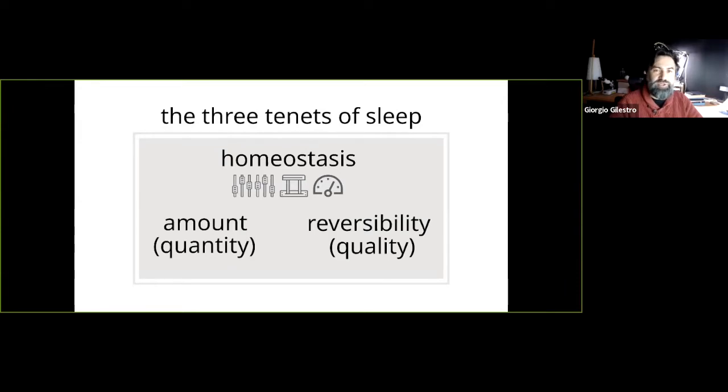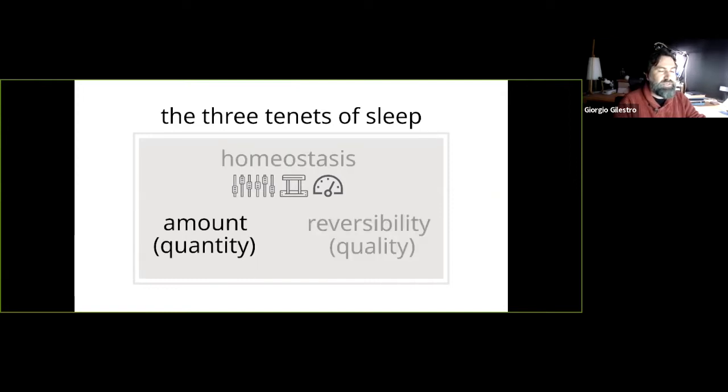Sleep quality, which often is recognized by reversibility of sleep, right? We often talk about sleep depth in terms of light sleep or deep sleep, and that correlates very much with our ability to wake up to external stimuli, for instance. And finally, homeostasis, which is the process which regulates everything that concerns sleep. So from sleep amount, but in a certain sense also sleep quality.